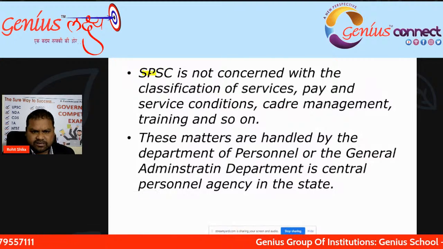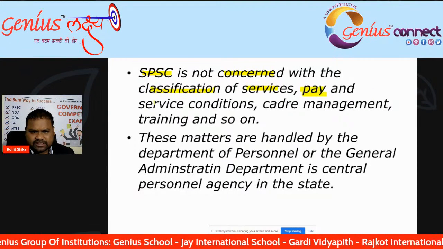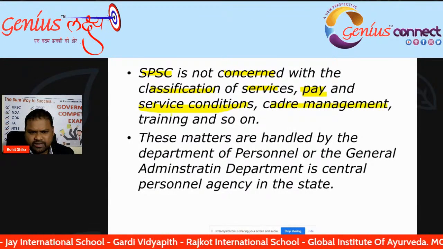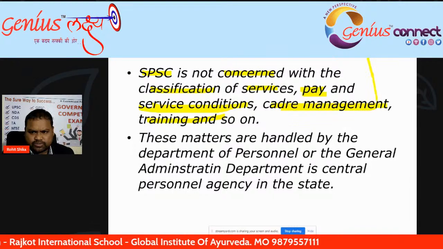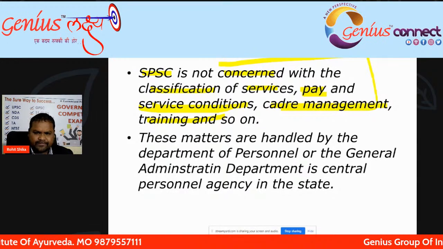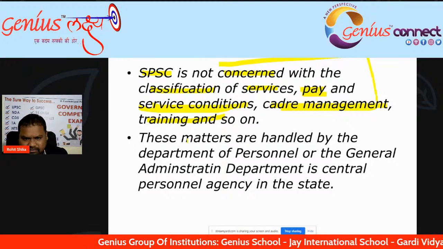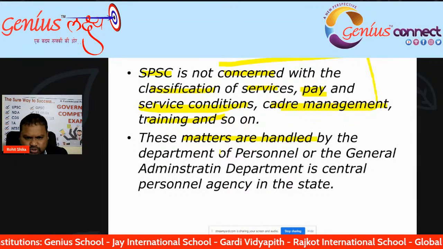The State Public Service Commission is not concerned with the classification of services, the pay scale of services, the service condition of the officer, the cadre management, training. All these are not the responsibility of the State Public Service Commission. These matters are handled by Department of Personnel.